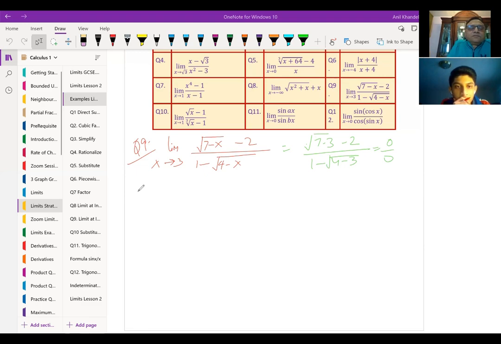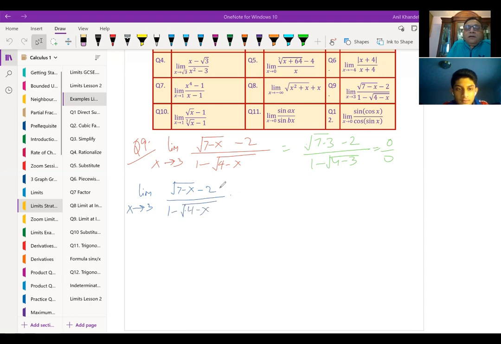I think we can let root of 7 minus x equal a value, like p, and then we can solve for it. You could do that, yes. But then 4 minus x will be what? Slightly more complicated. You get the idea? Oh, yeah. Rationalize both numerator and denominator. So in such cases, rationalize both numerator and denominator.